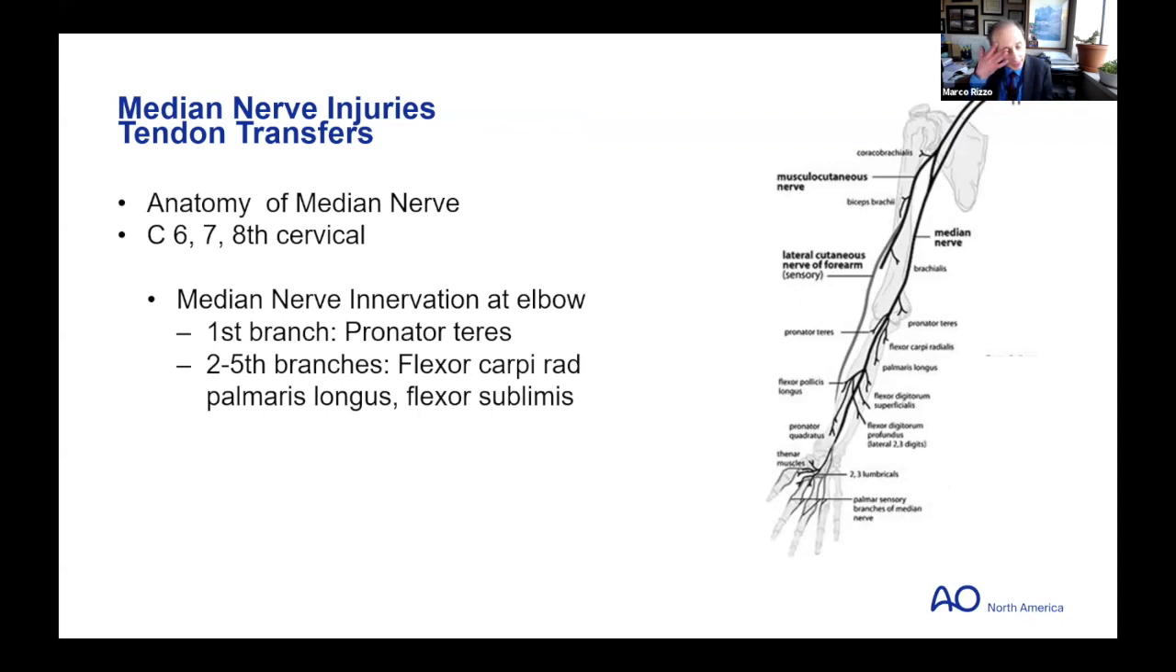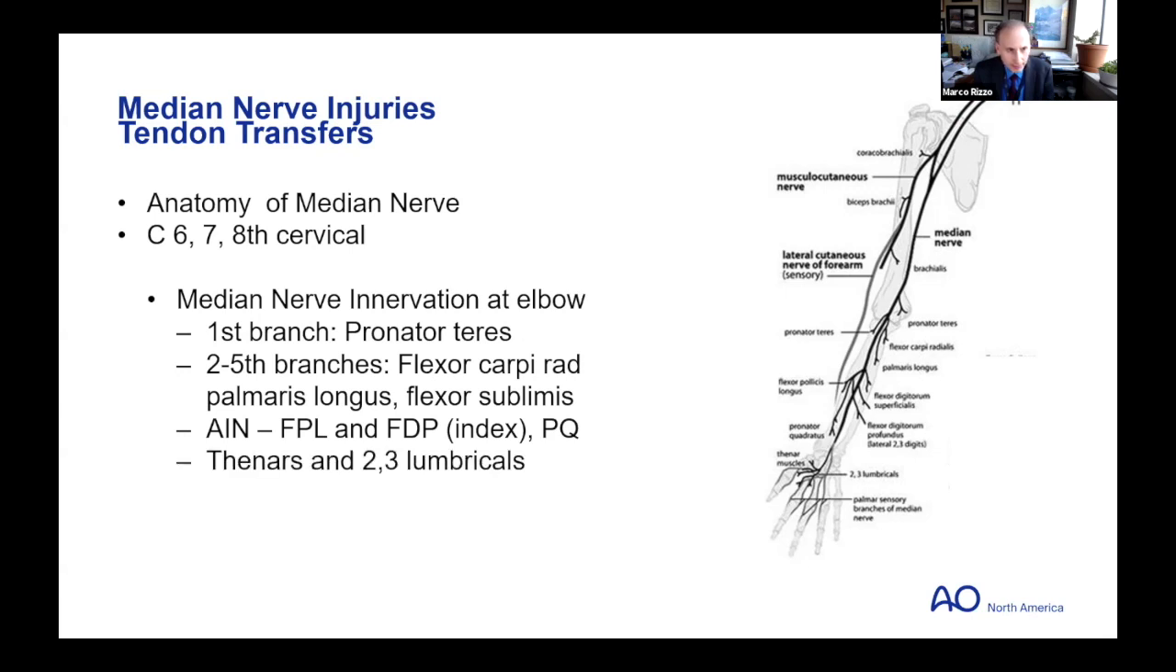We'll talk about the anatomy of the median nerve coming off the cervical 6th through 8th vertebrae, branches. And typically as we go down towards the elbow, the first branch is to the pronator teres, subsequent branches 2 through 5 are typically the FCR and palmaris and flexor sublimis. Further down, the AIN branches off and provides us function for the FPL and FDP to the index, and the pronator quadratus. And finally, down into the hand, we've got the ever important thenars and lumbricals 2 and 3.